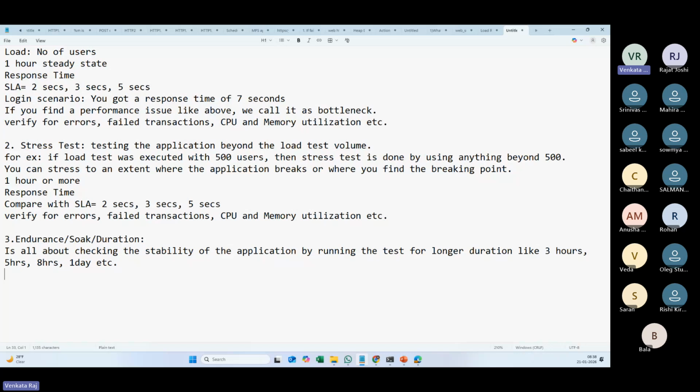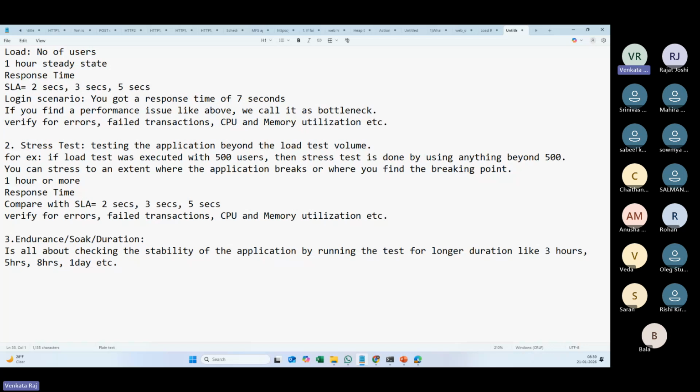Let's say you're running the test for 5 hours. In the first 1 hour, whatever response times you are getting, like 2 seconds or 3 seconds, however the application is responding, it should behave the same for the remaining duration of the test. Like in the first hour, response times are very good. In the second hour, response times increased a little bit. In the third hour, response times increased drastically. No, it should not behave like that. When you're running a test for a longer duration, the response time should be more or less the same for the entire duration.